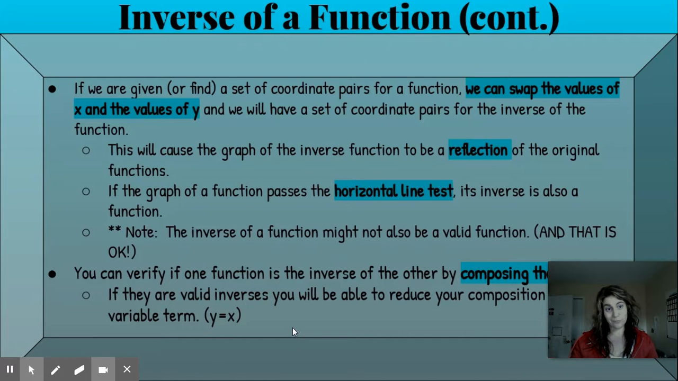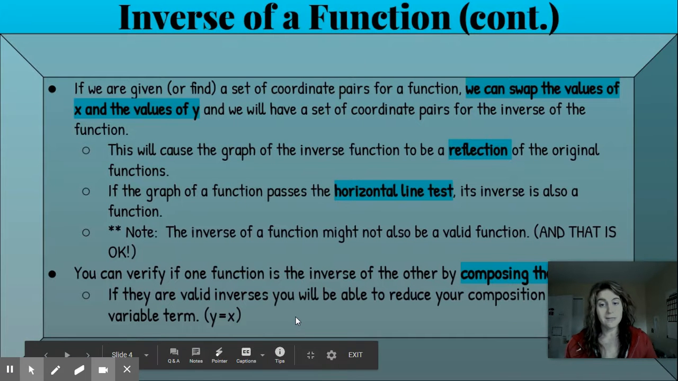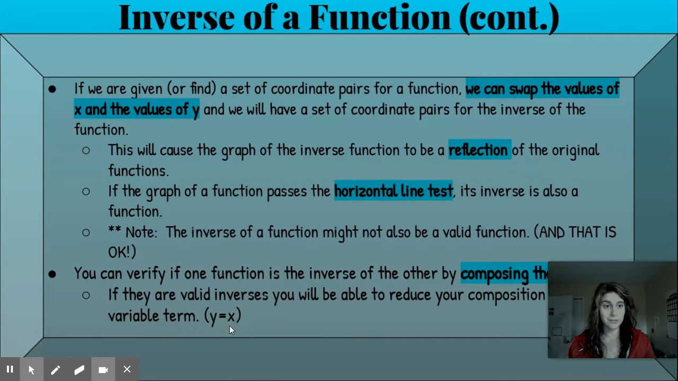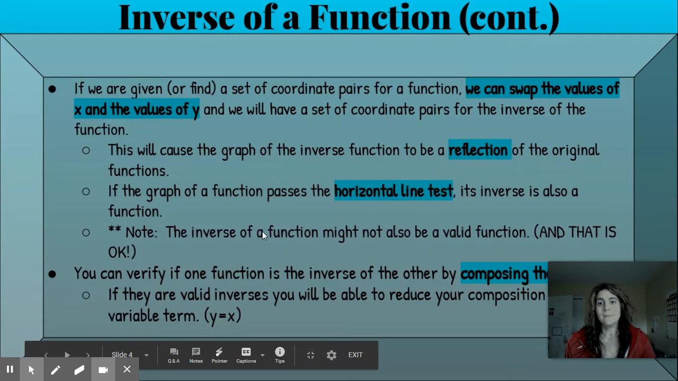So again, that's why I had you do the do now that I chose. When you do a composite, the goal is to see, do you get y equals x? If you do, great. You know you did it right. You know you had inverses. If not, you move along. It's okay, because not everything is going to have a correct inverse. And also, not every inverse is going to be a valid function. And that's okay. Don't get tied up over that.